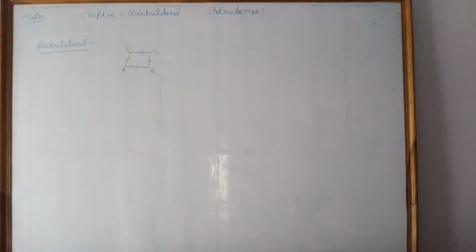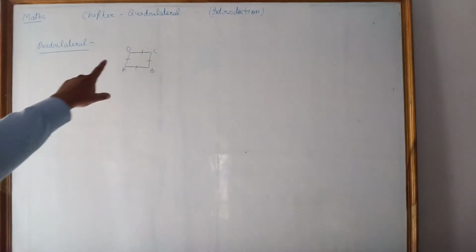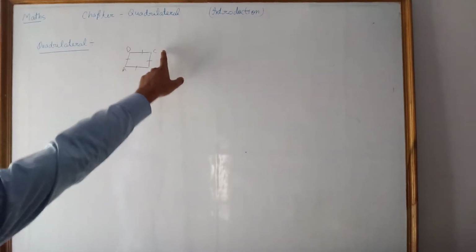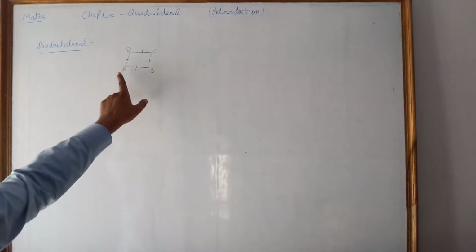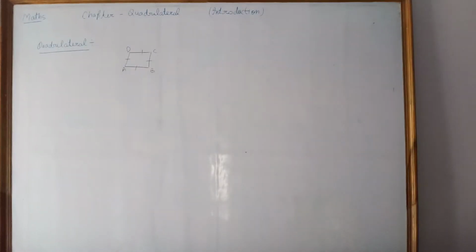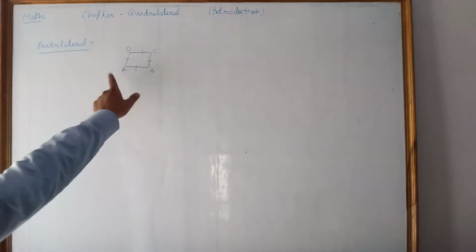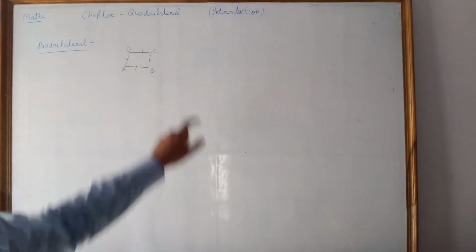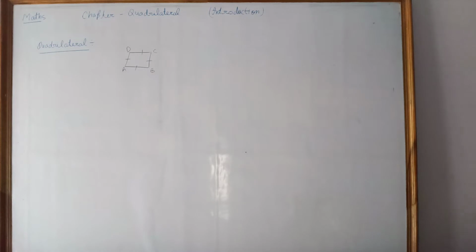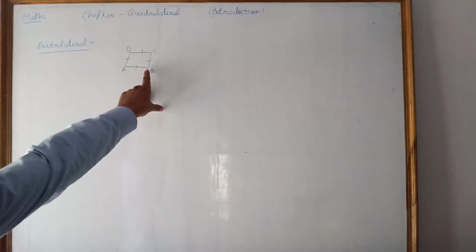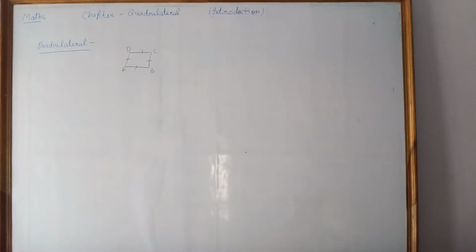Clear, students? So the proper definition is: a quadrilateral is a closed figure which contains 4 sides. AD and BC are known as the opposite sides. Similarly, AB and CD are also opposite sides. And AB and BC, these two are known as adjacent sides because they contain one point B as common. So these are the definitions and some facts about the quadrilateral.